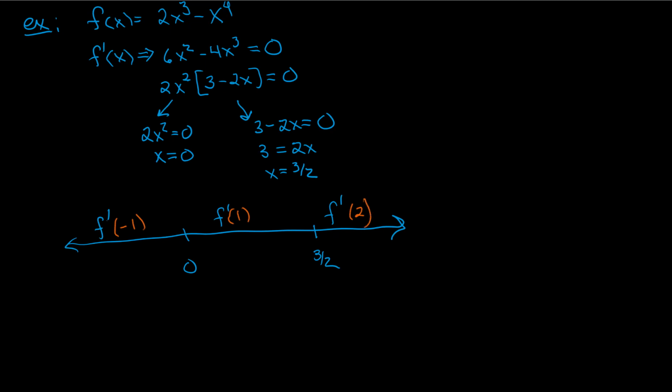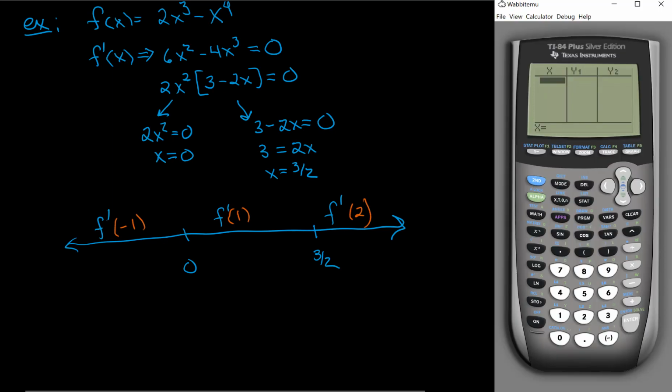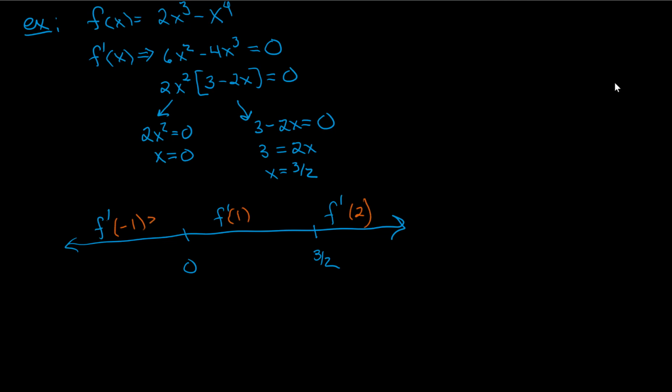So what I'm going to do is use these three values of x to determine if the derivative is positive or negative. So I pull up my calculator. To the far left, I'm going to enter the -1. And remember, at this point, I'm only interested in derivatives. In this case, the derivative is 10, which is greater than 0.